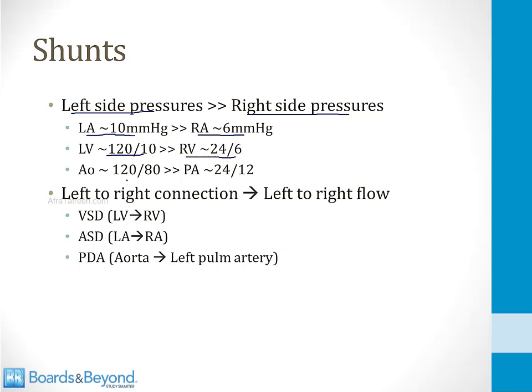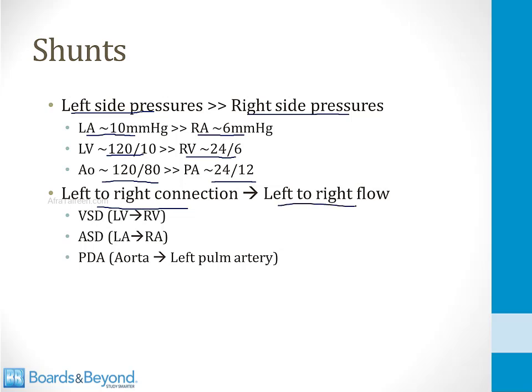And finally, in the aorta, the blood pressure is what you measure when you take the blood pressure in clinic. That's about 120 over 80, and compare that to the lower pressure in the pulmonary artery of 24 over 12. What this means is that if you have a left-to-right connection, you should always get left-to-right flow.